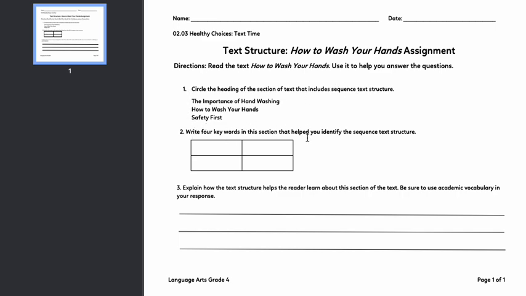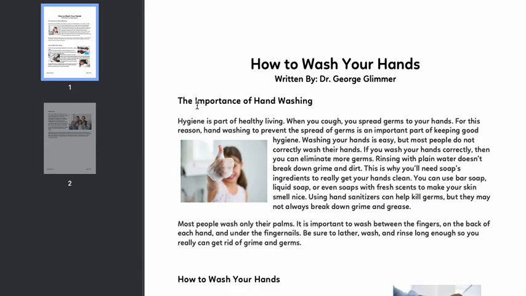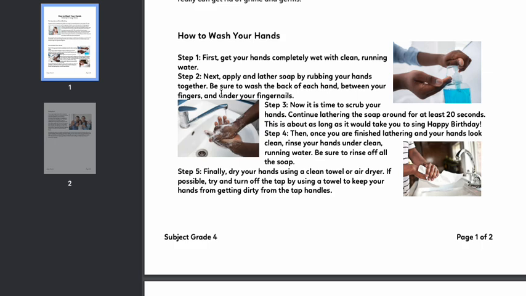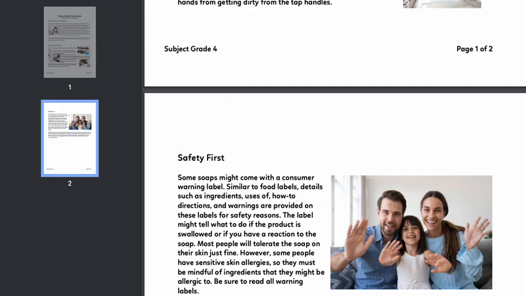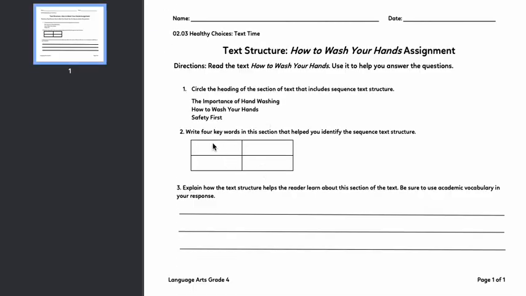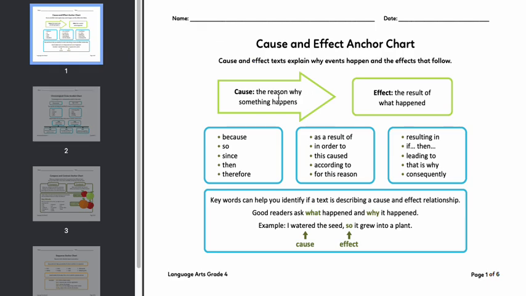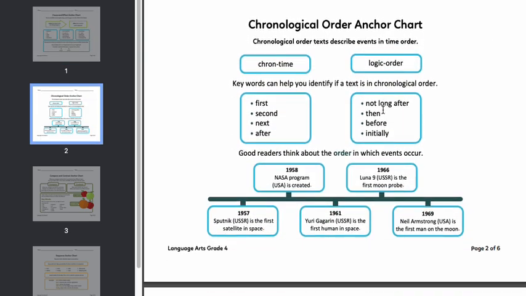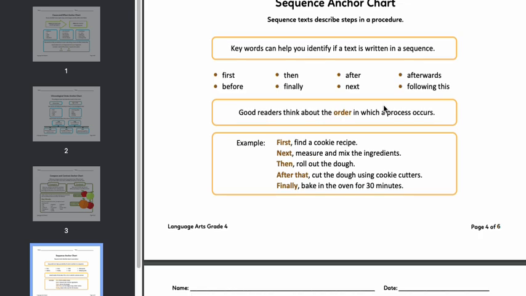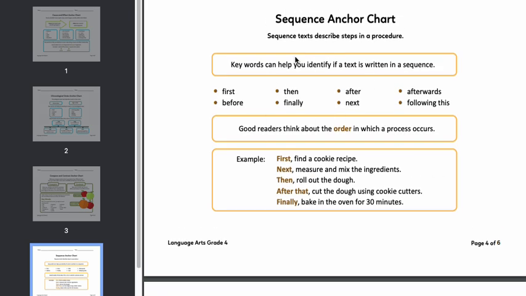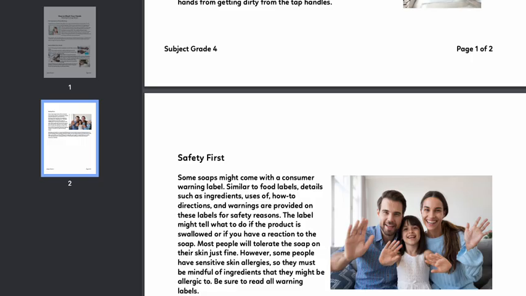Right, 4 key words in this section that help you identify the sequence. So whichever one you pick as sequence, you then need to go to that passage or that heading, okay, like importance of hand washing, how to wash your hands, safety first. And then you're going to give the examples. What are the 4 key words that helped you identify the sequence in that section? Remember, you have these anchor charts from page 3 that I said would be really helpful for you to print off. Right here, here's your helpful hint on what those items are.